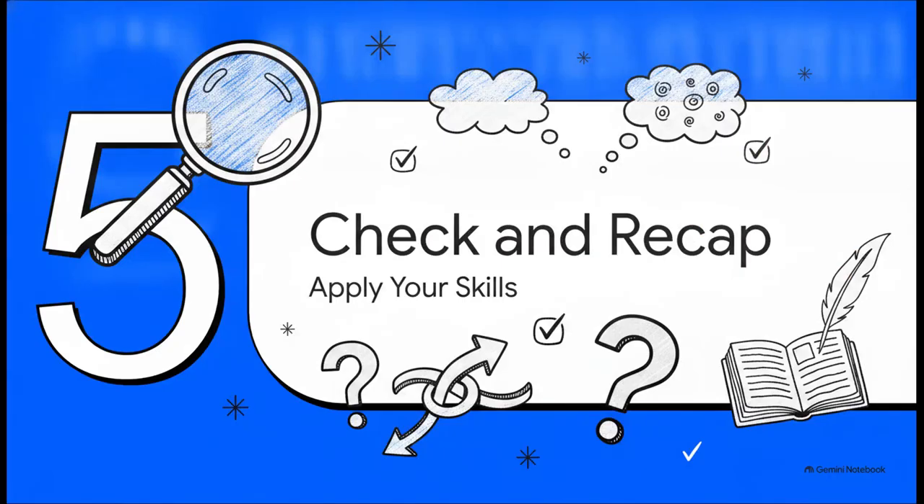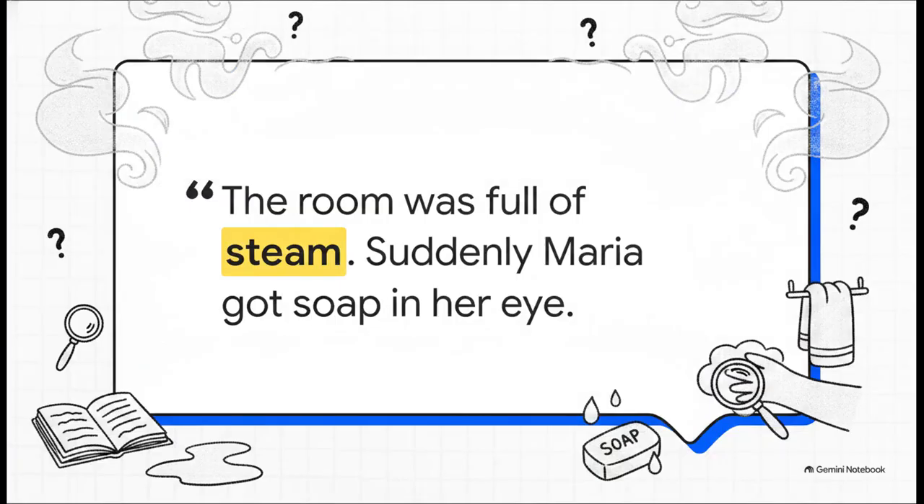Section 5. Formative check and recap. Applying your detective skills. All right, time to put your newly acquired detective tools to the test with a quick scenario. Listen to this short little story carefully. Maria was lying down looking at a reading book. The room was full of steam. Suddenly, Maria got soap in her eye. She reached wildly for the towel. Then she heard a splash.